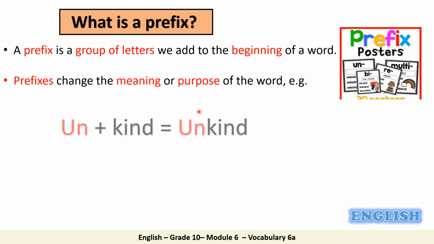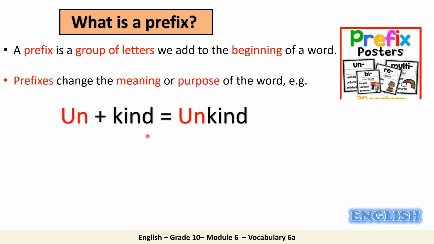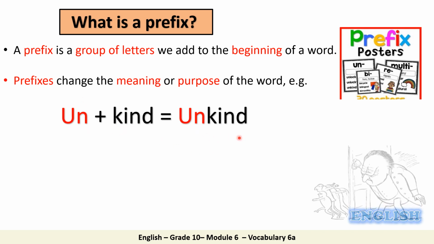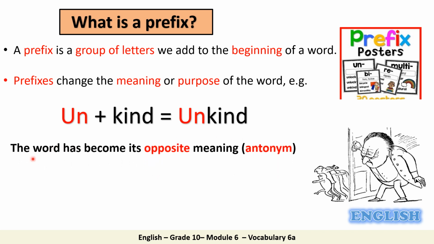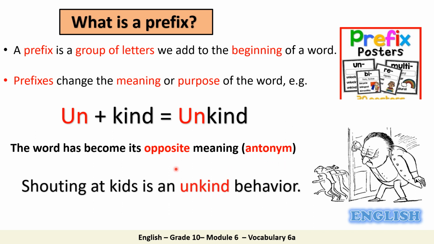For example, a word like kind. When we add the prefix "un" to the word kind, it becomes unkind. And if you notice here, the word has become its opposite meaning, which is the antonym. For example, when you say, shouting at kids is an unkind behavior.